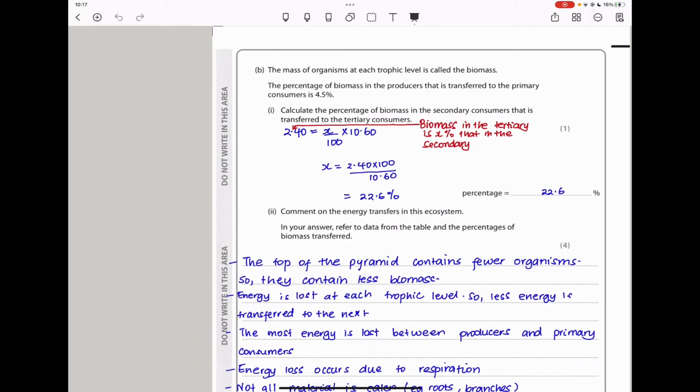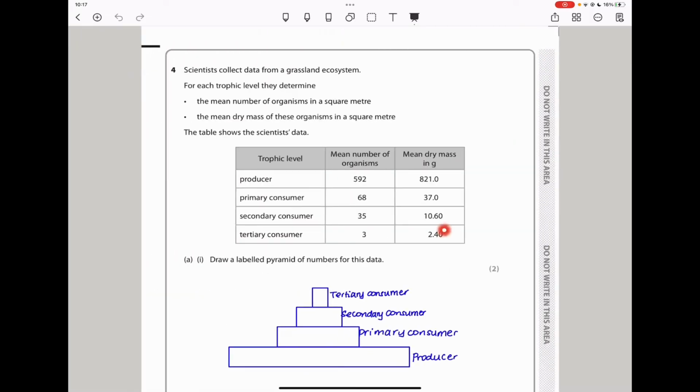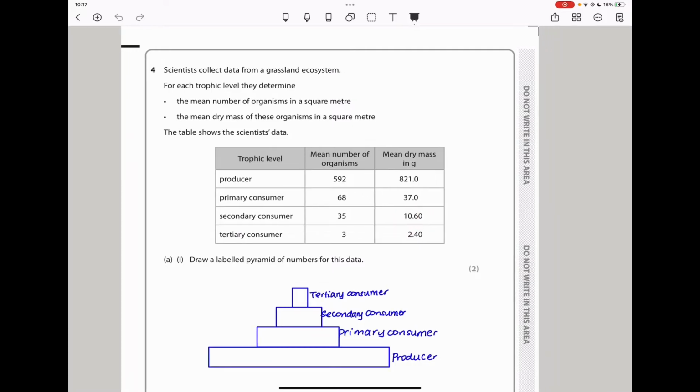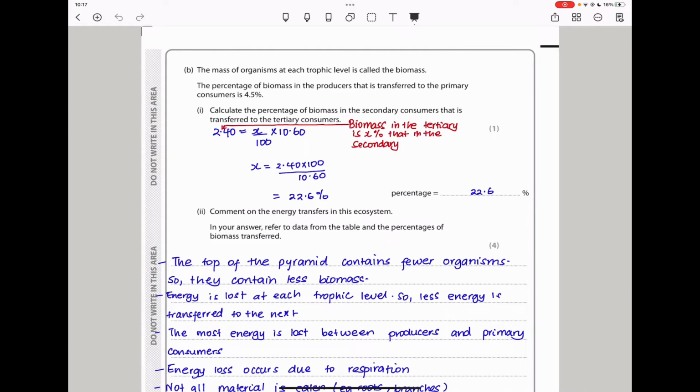I want us to go back here. We can see this is what is found in the tertiary consumers, and this is what we have in the secondary consumers. So it means this value here times a specific percentage will equal that. So let's go to the next page. That's why here I said X% of that is what gives us that. So we will be looking for the value of X, which is the percentage. Making X the subject, you get 2.4 times 100 divided by 10.6, which gives us 22.6%. Therefore, the percentage is 22.6.